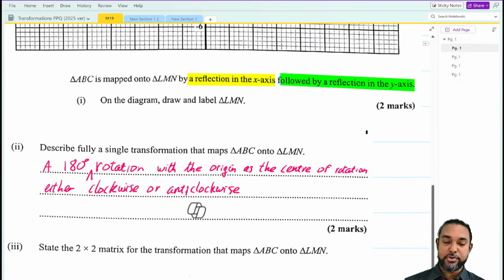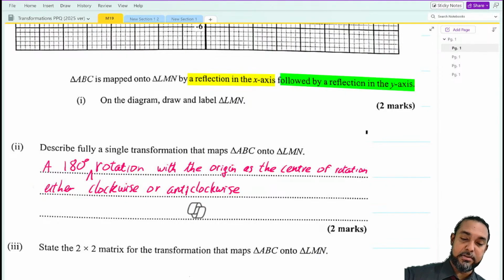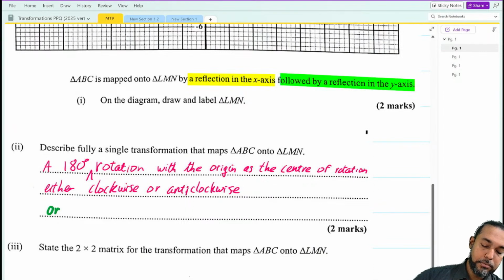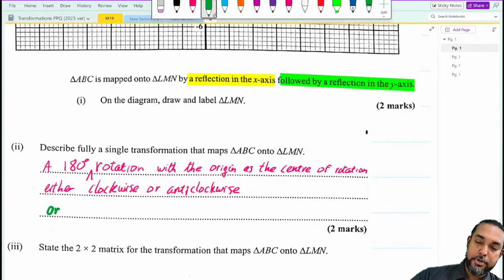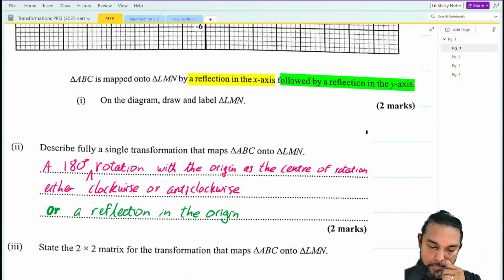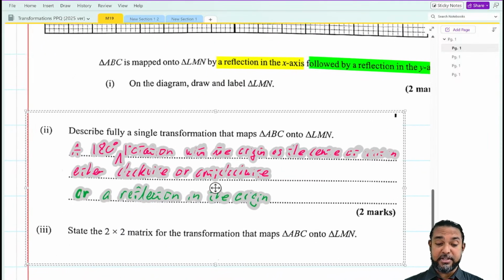Okay. So when they said describe fully a single transformation that maps ABC onto LMN, it could be a rotation with the origin as the center, either clockwise or anti-clockwise, right? Or it's a reflection in the origin. In or through? All right, cool.